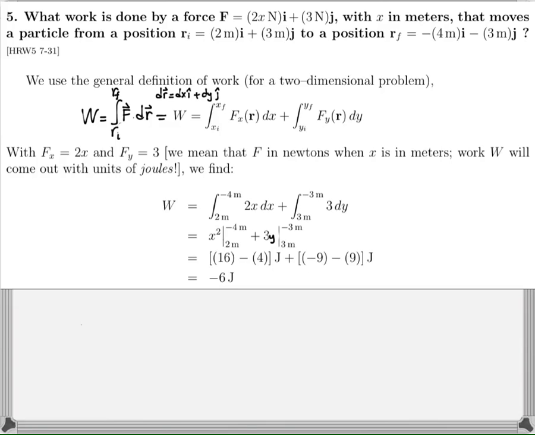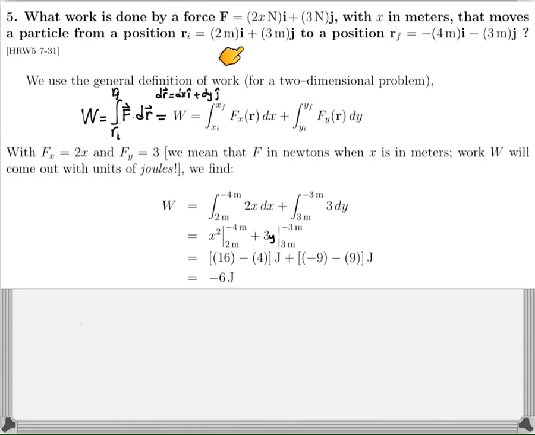The next example might seem a little complicated to you, but nothing to worry about, because we will use the work integral formula. You are given the force as a function of x, and in fact the force is given here as a vector, not a scalar, so you have to be careful here. The x component is 2x, and the y component is constant, 3 newtons.